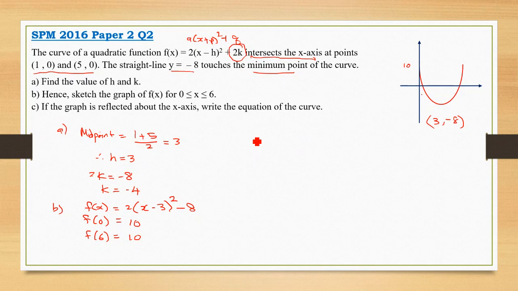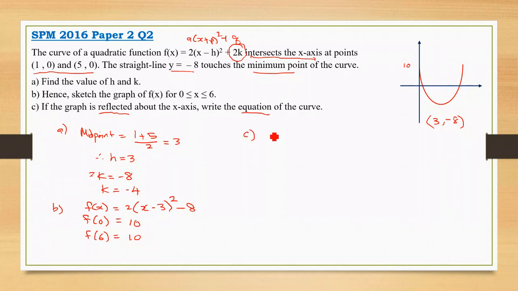Okay, now part C. What happens if I reflect about the x-axis? Pantulan pada paksi x. When you reflect, you are turning it from a smiling face, can you see? This is called a smiling face, and it becomes a sad face. So what will be the equation of the curve?